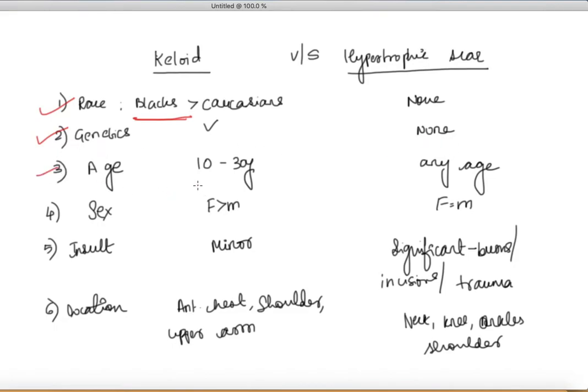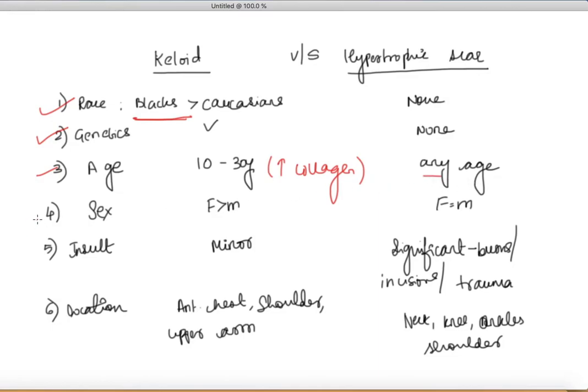Coming to age, keloid is common between 10 to 30 years of age. This is because this is the age where the collagen production is higher. We will see in the pathology part that the abnormal way the scar heals or forms is because of increased collagen production, and 10 to 30 years happens to be the age where the collagen production is more, and hence keloids are common in this age, but hypertrophic scar can occur in any age.